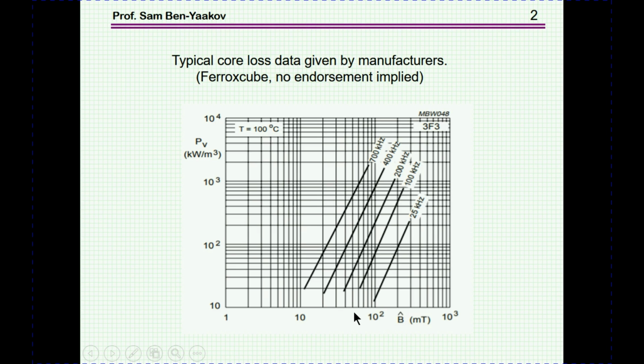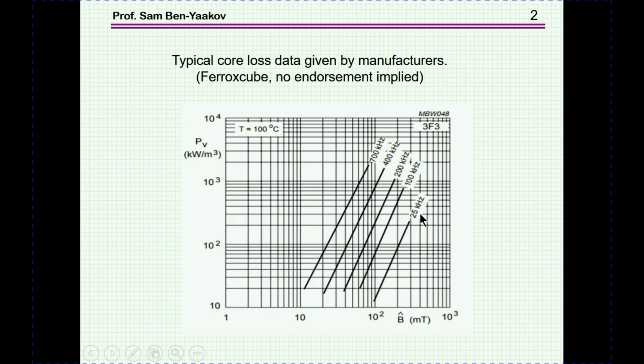So for example, here we have 100 millitesla peak value, and say for 100 kilohertz or say 200 kilohertz, it will be about say 200 milliwatts. These are straight lines when this information is given in a log-log scale, where this is the power loss per volume, this is the peak magnitude of the flux density, and these are the frequencies.